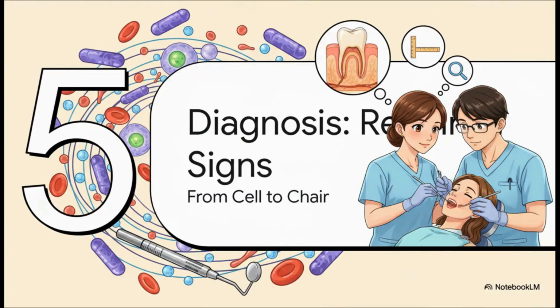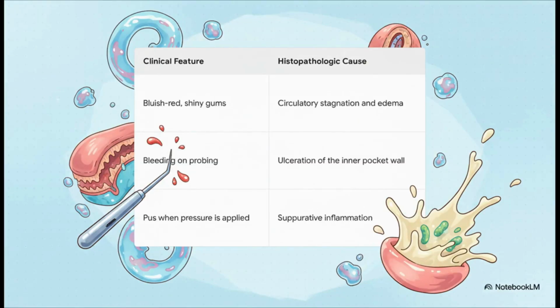All right, we've seen the absolute chaos at the microscopic level. Now let's zoom all the way back out to the dental chair and connect this cellular drama to the signs a dentist or hygienist can actually see and feel. This is where it all clicks into place. You know that bluish-red, shiny look the gums can get? That's caused by stagnant circulation and all that swelling in the tissue.